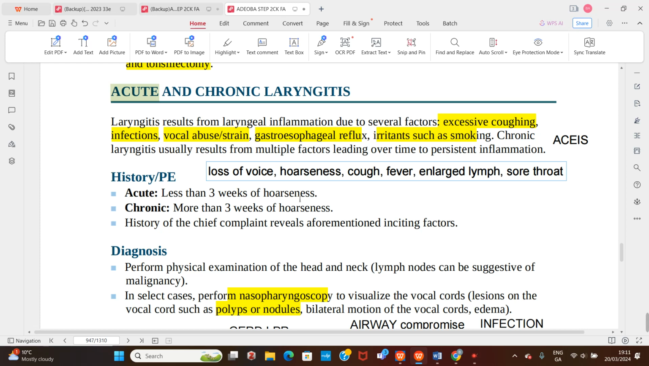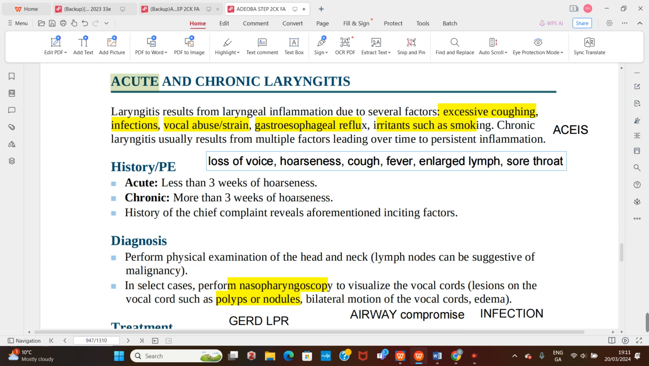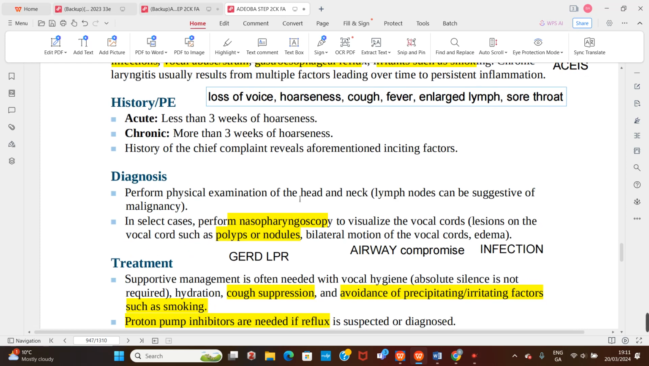If it's more than 3 weeks, that is chronic. If it's less than 3 weeks, that is acute. So hoarseness of more than 3 weeks is chronic, less than 3 weeks is acute. You need to perform a physical examination of the head and neck to rule out malignancy, because malignancy too can be a cause.